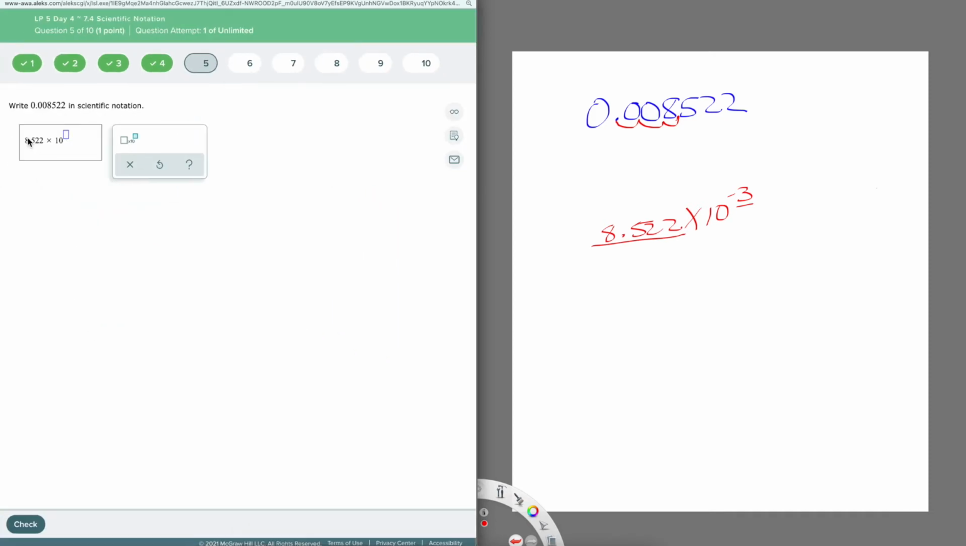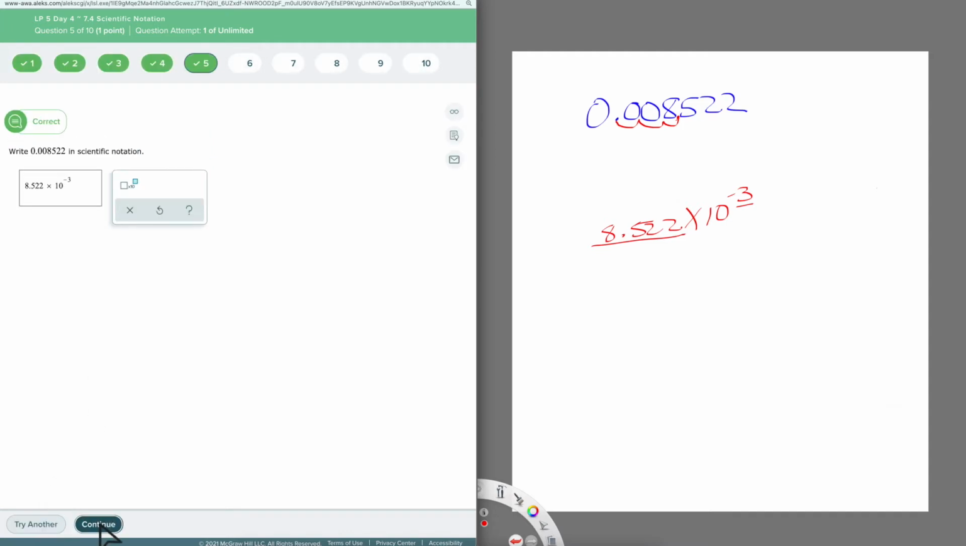Silly thing zooming out on me here. We're zooming in. All right, perfect. Continue.